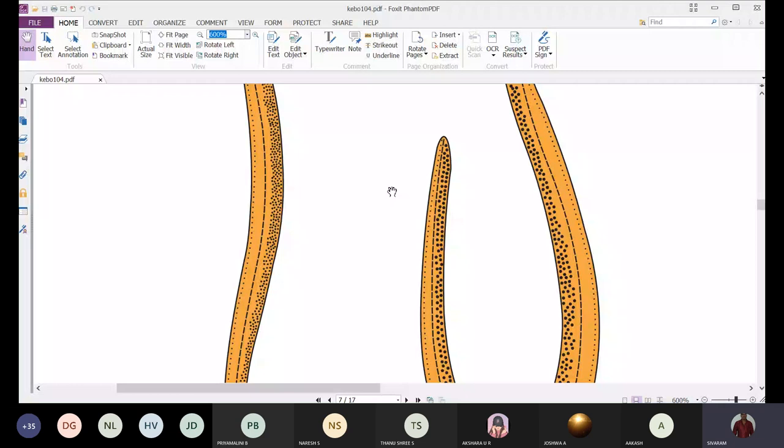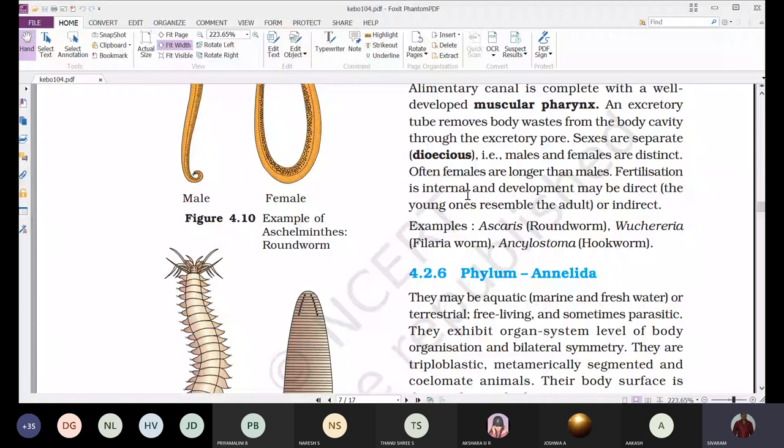And coming to reproduction: the fertilization is internal. That means the fertilization takes place within the body of the female organism. That's why we say the fertilization is internal. And the development may be direct or indirect. The young ones resemble the adult. That means the development is direct.